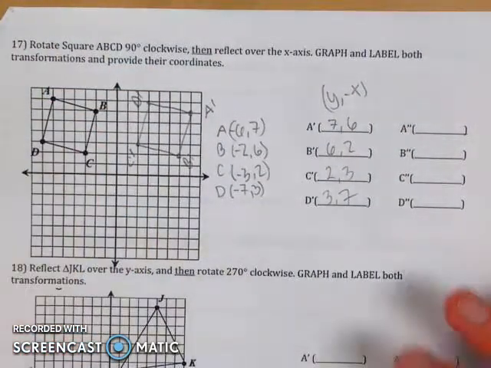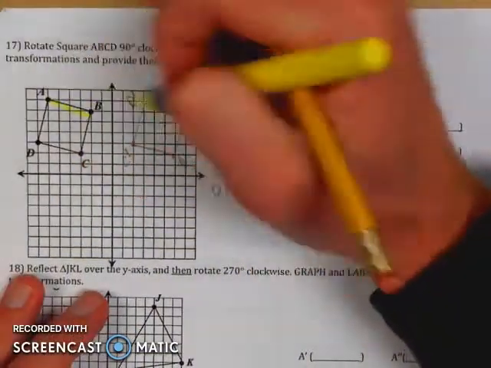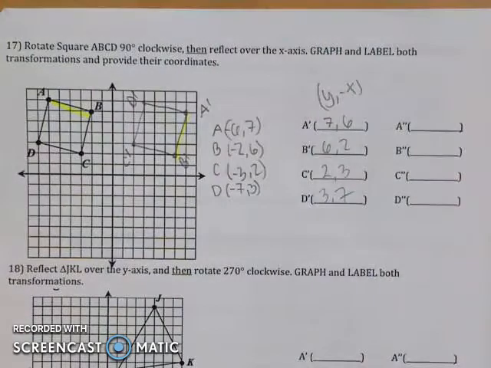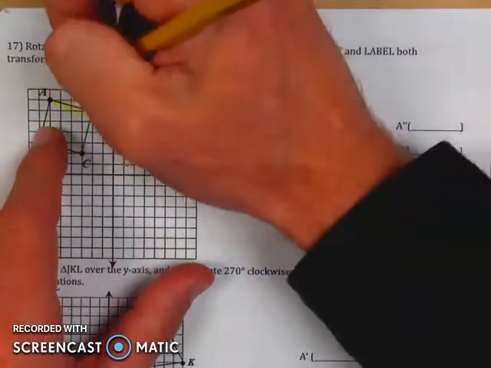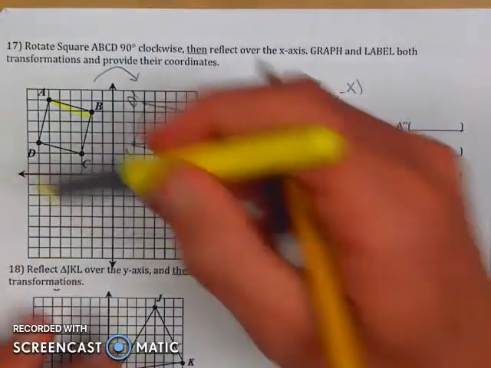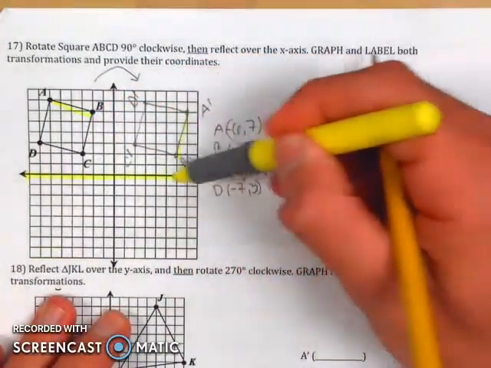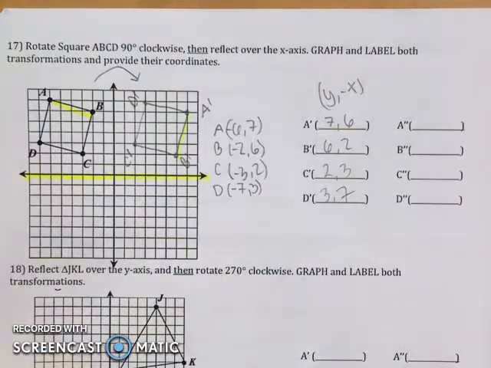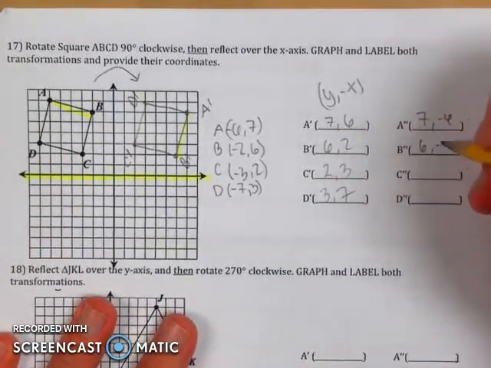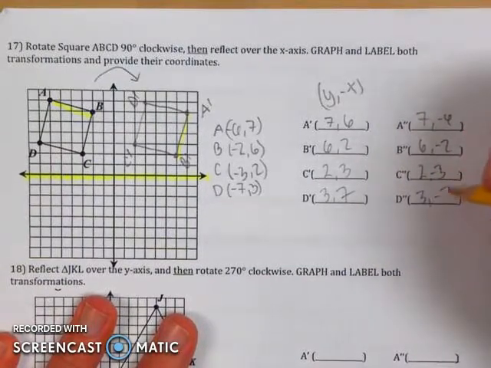So I can see here AB is rotating 90 because those two right there look like they're going to meet at 90 degrees. So that looks good. It went clockwise this direction, which also looks good. Now I'm going to reflect over the x-axis, which is right here. And so I can apply the rule, which just means the y is going to change to become negative. So (7, -6), (6, -2), (2, -3), and (3, -7).